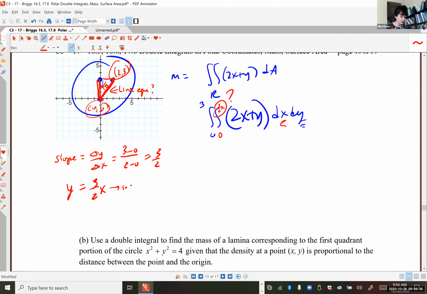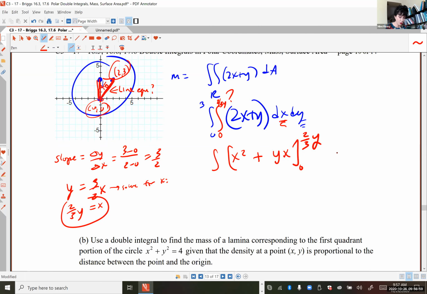You want to solve this for x and make x look like a function of y here. So that's how you're going to iterate this double integral. So now 2/3 y will be the upper limit, and then you'll go ahead and integrate with respect to x. You'll have x squared plus yx, and then you'll evaluate this between 0 and 2/3 y.